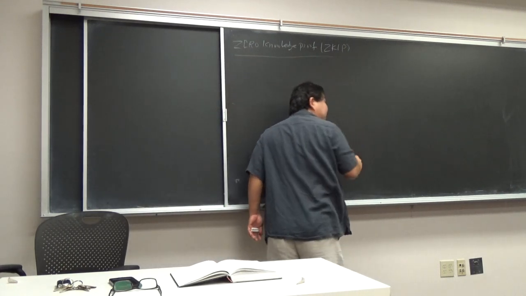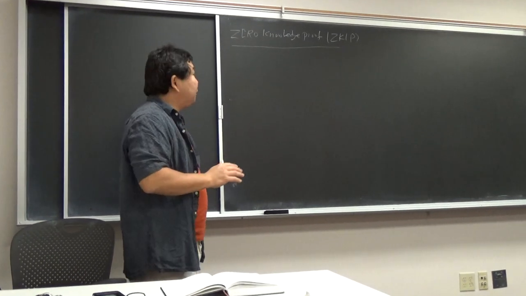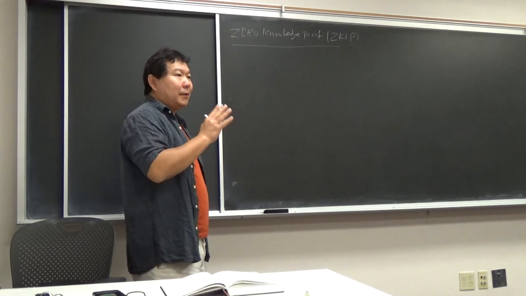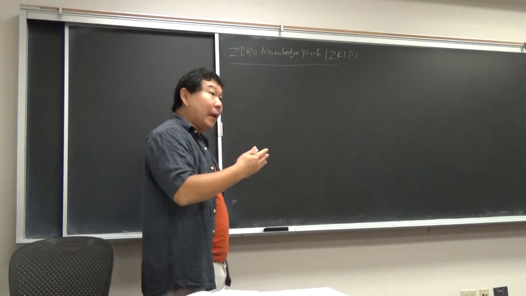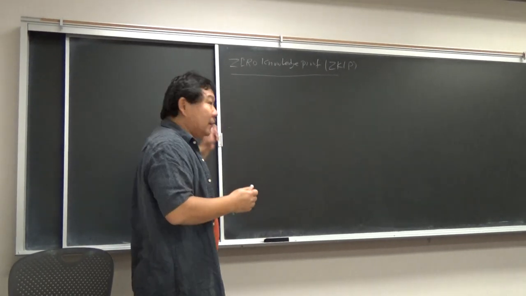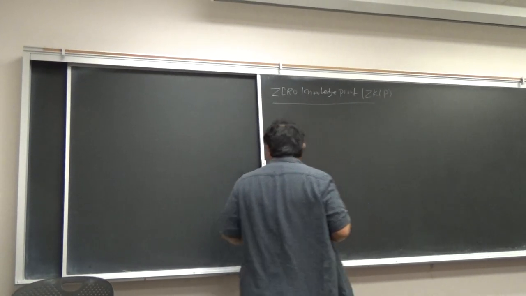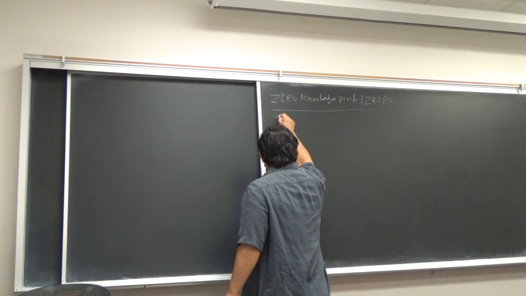And next time, building upon what we had, I will prove a theorem to say every NP problem has a zero knowledge proof. So this statement actually is very general. It's more than just the example I'm going to give. Okay. So last time we discussed this notion called interactive proof.